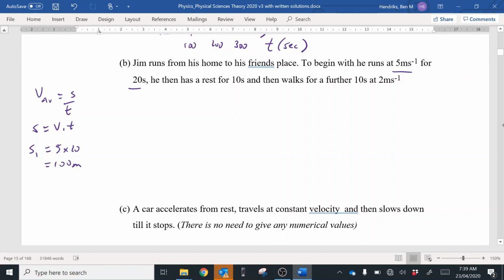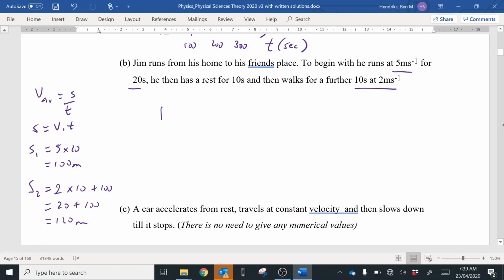Then he walks a further 10 seconds at 2 metres a second, so S2 is going to be equal to 2 metres a second times 10, which is equal to 20. But just remember that we have our initial displacement of 100, so it's going to be equal to 120 metres. So I've just added S1 onto S2. So then we'll have our points.